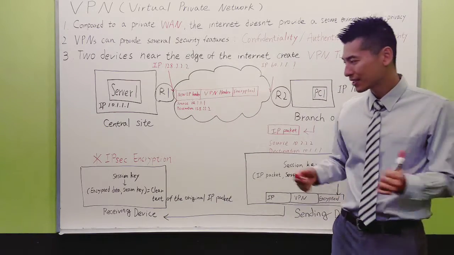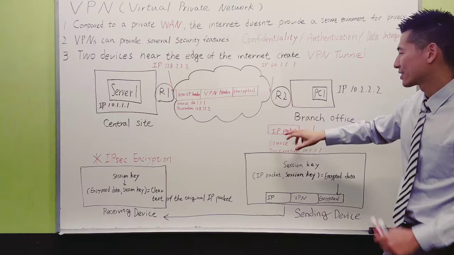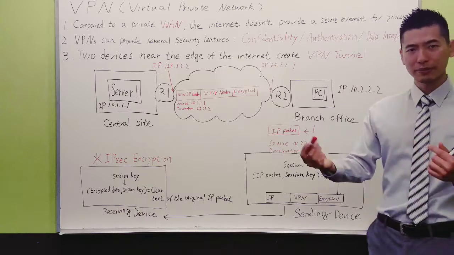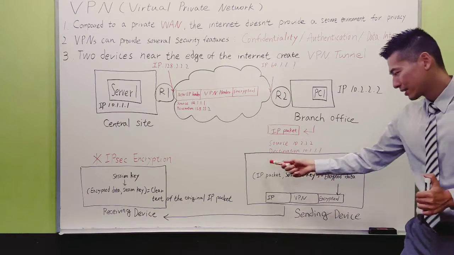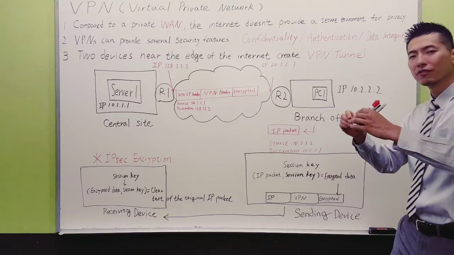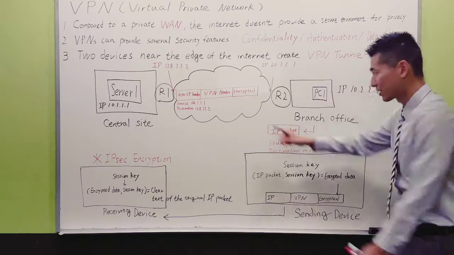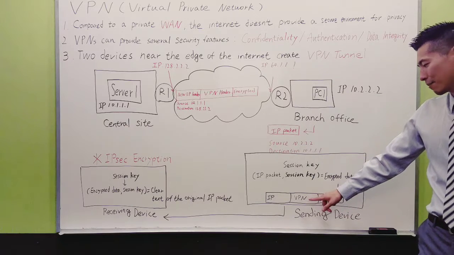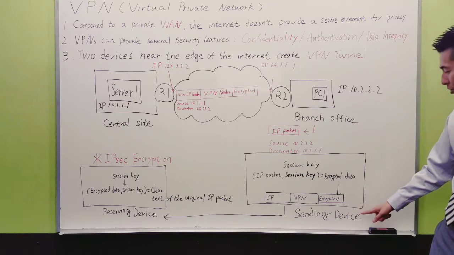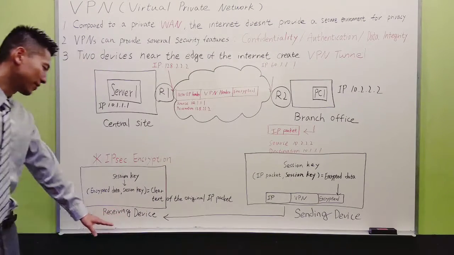Now I want to talk about IPsec encryption. Earlier I mentioned that the sending device is going to encrypt the IP packet and put it right here. So how does encryption work? The sending device takes the IP packet that it wants to send and a session key. They are put into this formula, which calculates the encrypted data. Now this part is the same as this part. With the encrypted data, it adds a VPN header and a new IP header. So now the sending device sends this packet over to the receiving device.